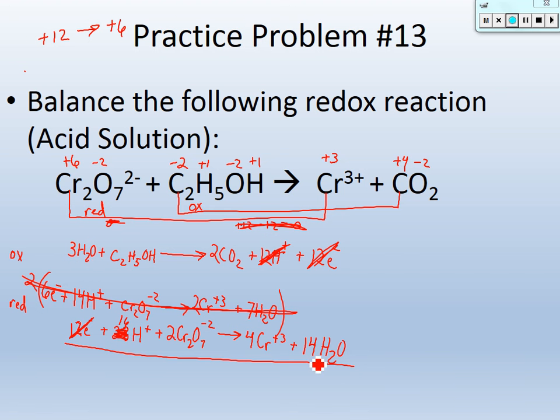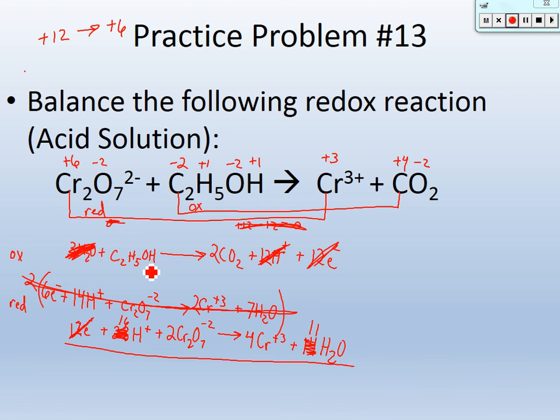Okay, what about my waters? 3 waters on the left, 14 waters on the right. Won't these 3 be lost? What's 14 minus 3? Isn't that 11? Anything else that we can cancel out here? No. Okay, so now let's add it up and be done and see if it's right.